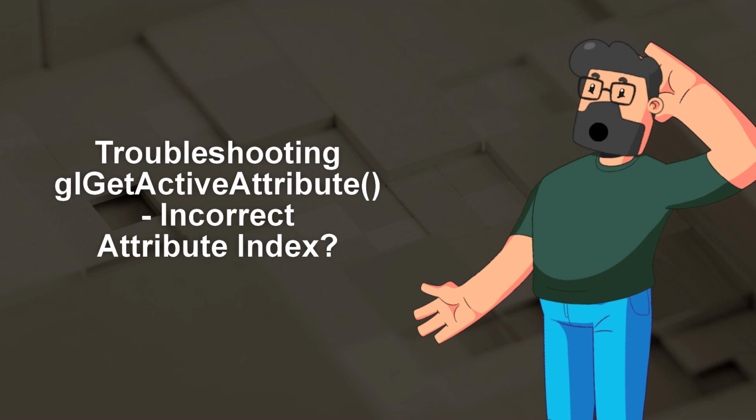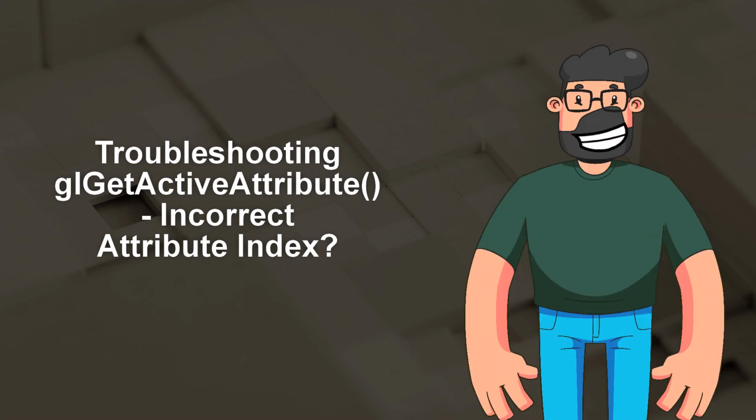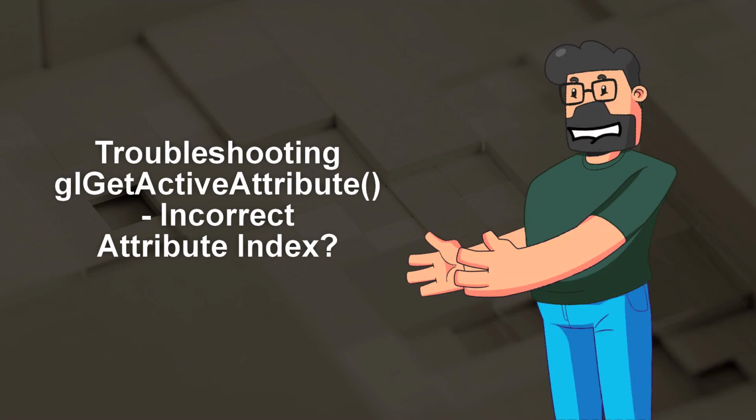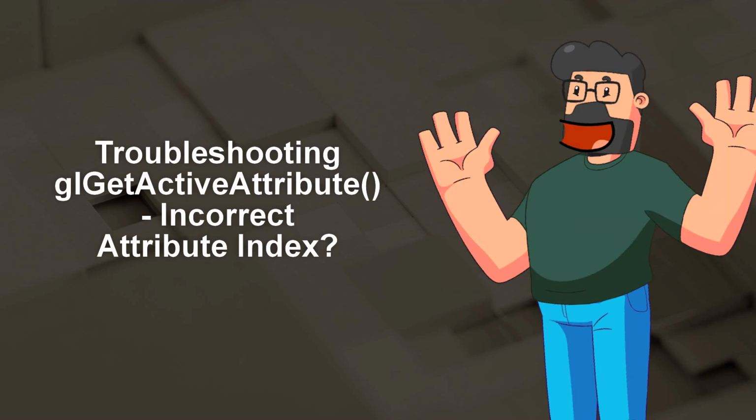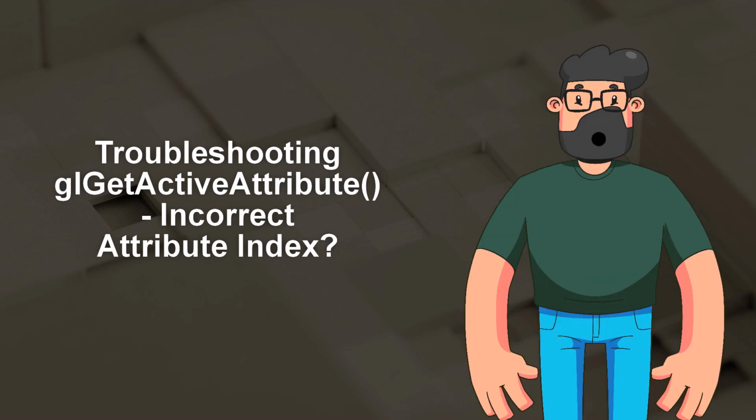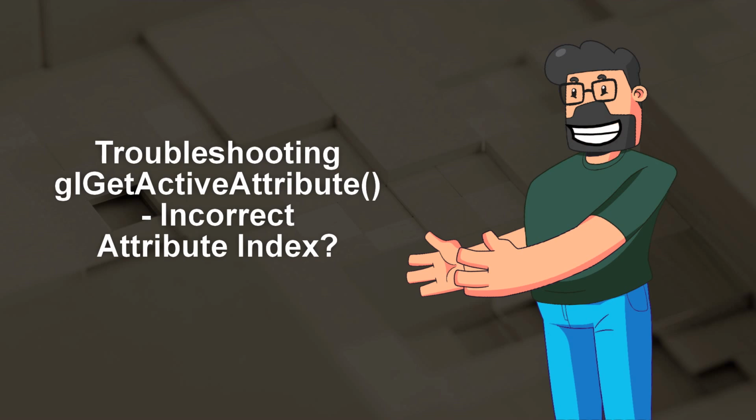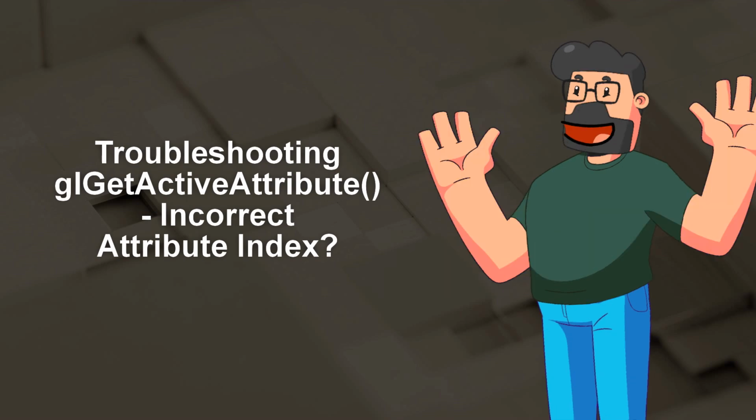Welcome to today's video. Today, we're diving into a common problem that developers face when working with OpenGL and GLFW. The problem at hand revolves around the usage of glGetAttribLocation and glGetActiveAttrib, where the expected output doesn't match the actual results. It's a head-scratcher, for sure, but fear not. We'll unravel this mystery together.